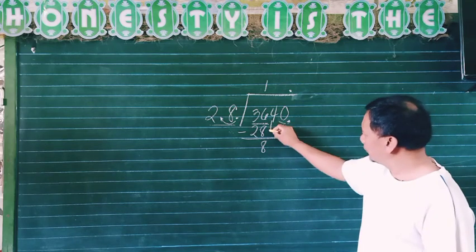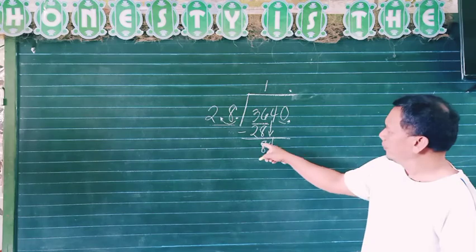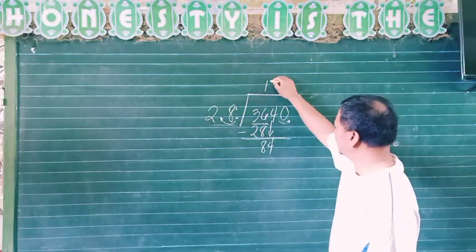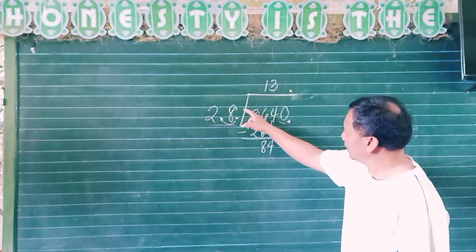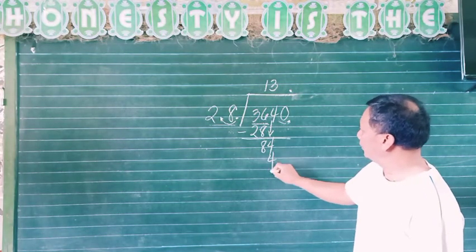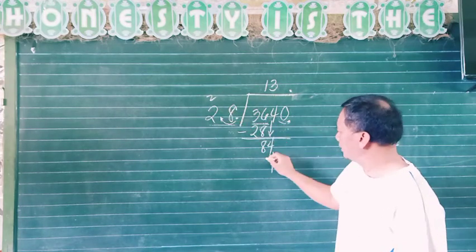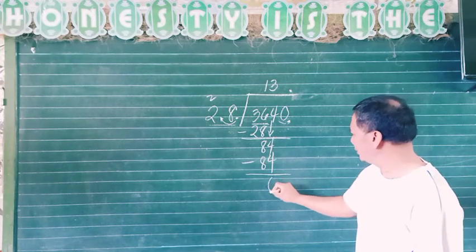So you bring down 4, the other digit from your dividend. So 84 divided by 28 is, let's try 3. Okay, try 3 times 8 equals 24. 2, and 3 times 2 equals 6 plus 2 equals 8. So 84 minus 84 equals 0.